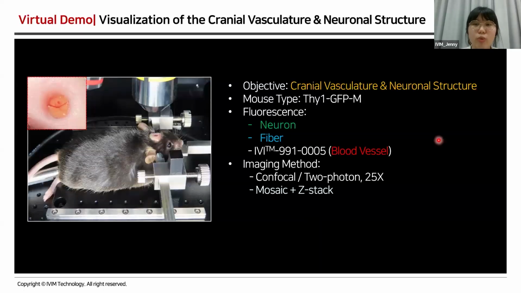In this demonstration, we visualize the vasculature and neuronal structures of the mouse brain. By using a transgenic mouse, the neurons in the brain were labeled with a green fluorescent signal, and the blood vessels were labeled with a red fluorescent signal. We then used a 2-photon laser microscope to observe the fibers within the brain.